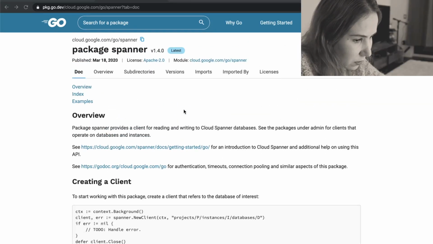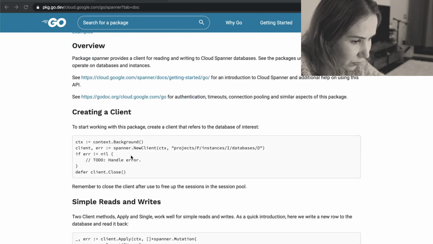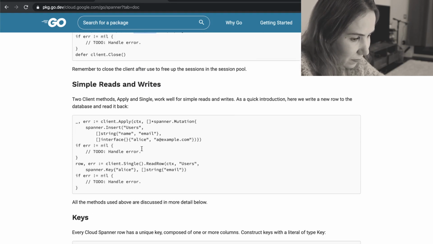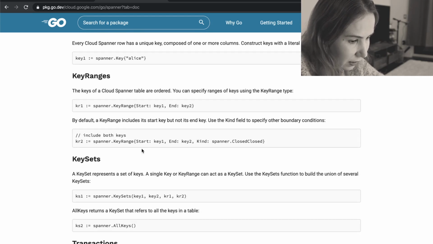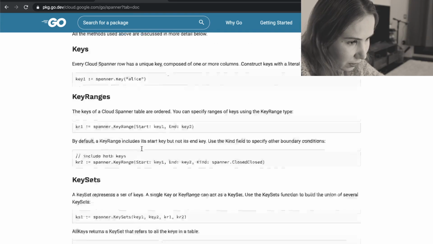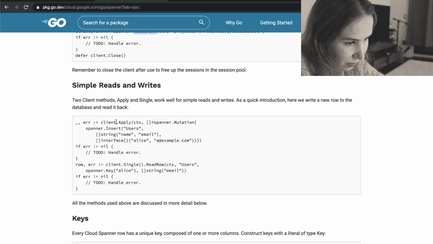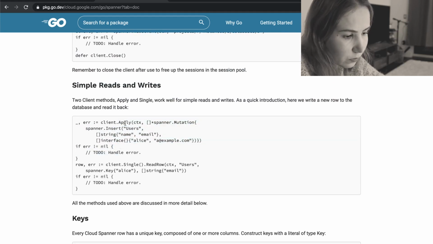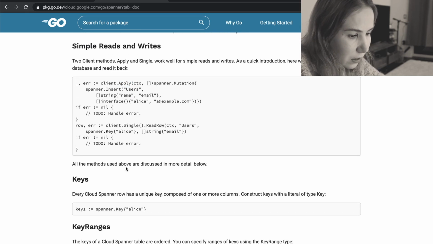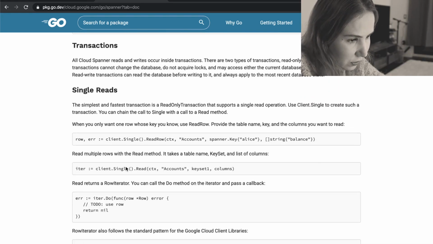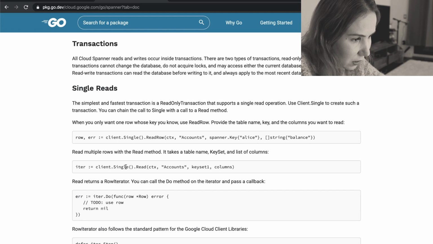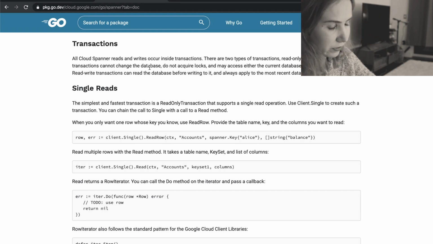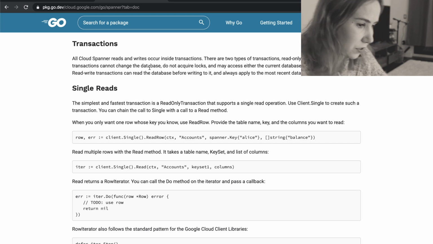If you would like to use this library, I think you have to know first how to create a client, which is important, and then most of the people will need to learn how to apply some mutations. We can come back to this later. And then the next thing is transactions. So all the reads and writes actually happen inside the transactions, and you have to learn about transactions.